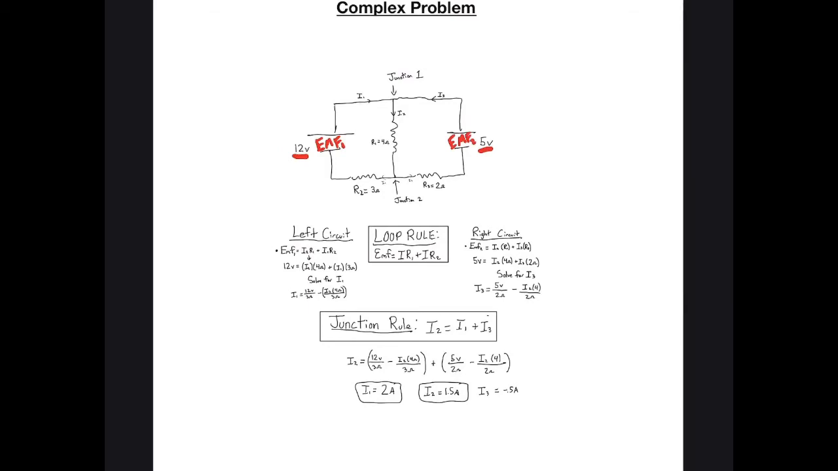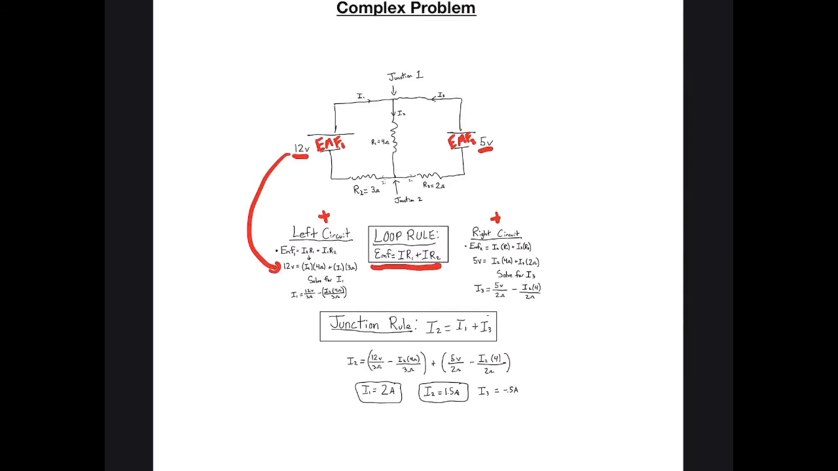The first thing we're going to do is use the loop rule, which, as we talked about before, says the EMF, or change in voltage, is equal to IR1 plus IR2. I've separated the circuit into the left circuit and the right circuit, so we'll look at the left-hand circuit first. We see that EMF 1 is equal to 12, so the change in voltage is going to be 12, and we're going to stick that there.